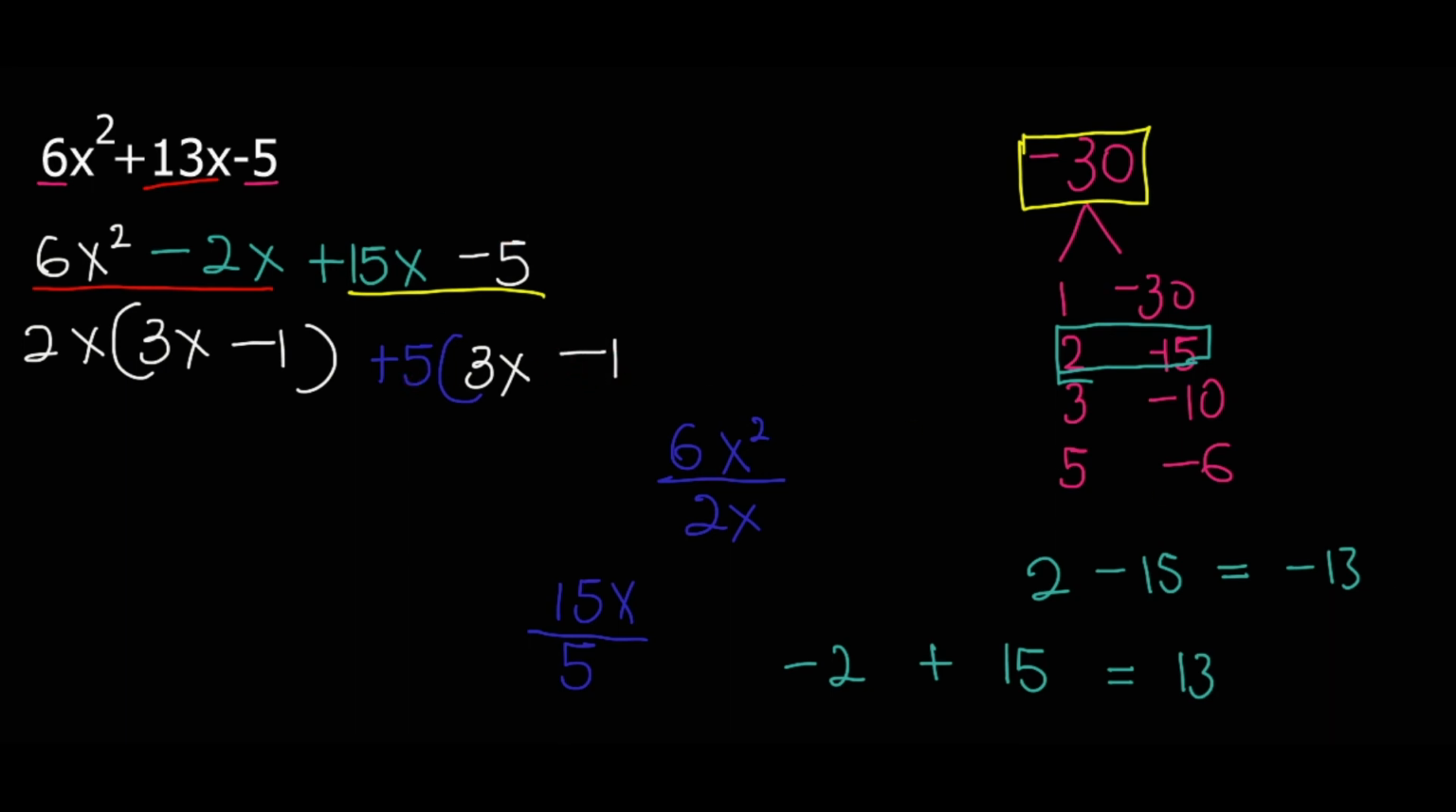So now we have brackets that are the same, and always we expect to have the same brackets. We have 3x minus 1 and 3x minus 1. From here we write one bracket, 3x minus 1, and then take these numbers. It's like taking 3x minus 1 as a common factor. When we take 3x minus 1 as a common factor, we remain with 2x, and then when we take 3x minus 1 as a common factor, we remain with 5. And then this is our answer.